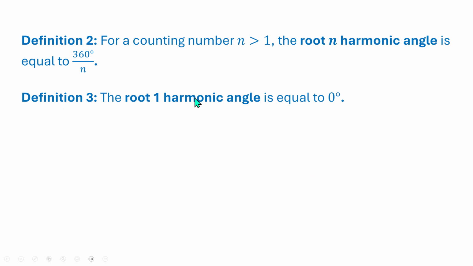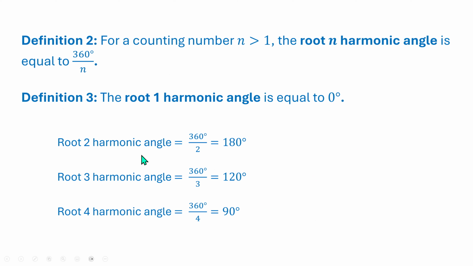Next definition, the root 1 harmonic angle is equal to 0 degrees. Now I separated this from the other one because if I divide 360 degrees by 1, I do have to do a little bit of adjustment. I get 360 degrees back, so I have to convert it to 0 degrees to get in our proper range. Now here are some examples. The root 2 harmonic angle: just divide 360 degrees by 2, you get 180 degrees. The root 3 harmonic angle is 120 degrees. The root 4 harmonic angle is 90 degrees.